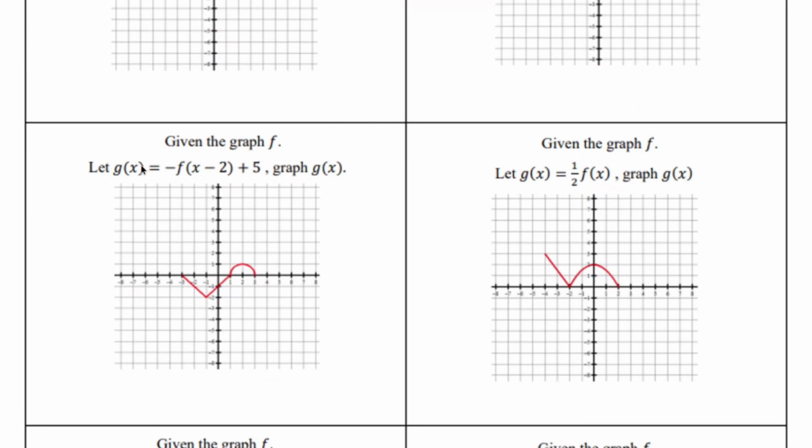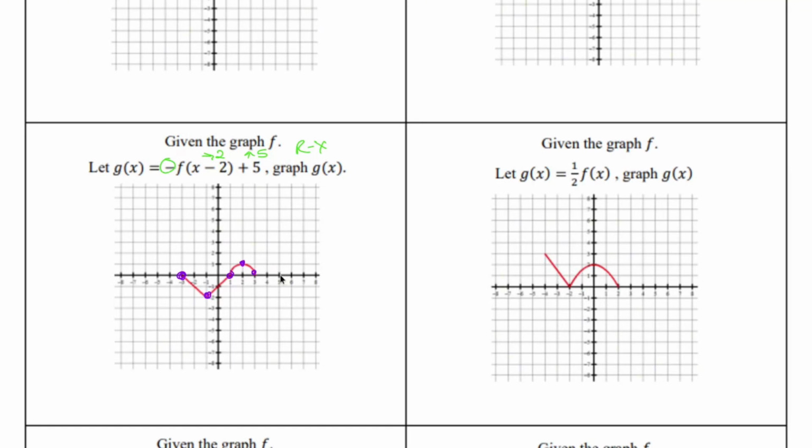Lots going on. So what we're going to have to do is first move right 2, then up 5, and then reflect it over the x-axis. So we're going to take, I think it's 4 points again, or 5. 1, 2, 3, 4, 5. We're going to move each point right 2, up 5, reflected over the x. Okay, so here we go.